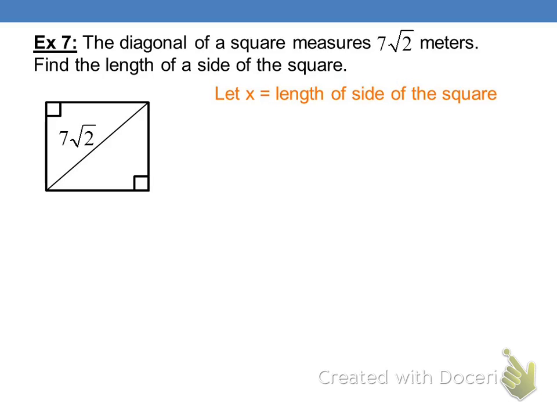I am going to write a let statement. I am letting x equal the lengths of the sides of the square. They're both x since it's a square, x and x. So a squared plus b squared equals c squared.